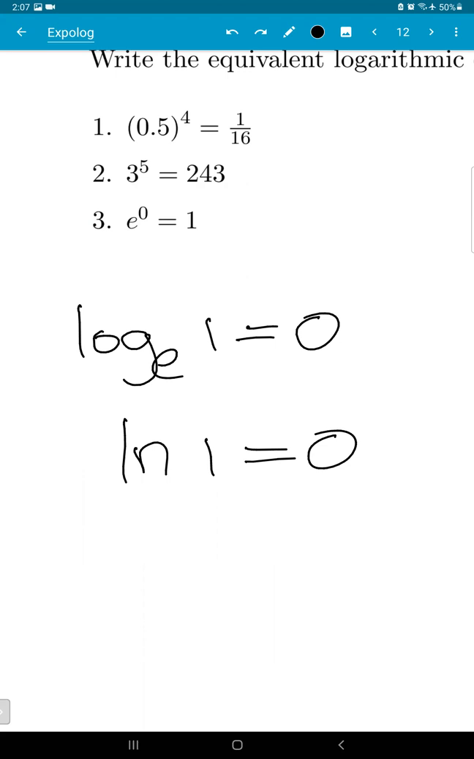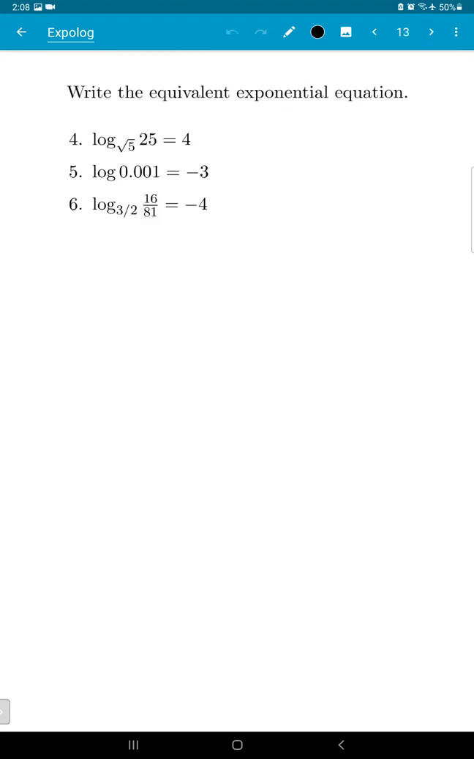But anyway, the function here, ln of x, logarithm of x to base e, is called the natural logarithm. And again, it is assumed that you do read. But anyway, I try to make the exercises understandable, even if you haven't read the material. Okay, so let's continue. Now we will do the reverse. Given a logarithmic equation, we write it in exponential form.